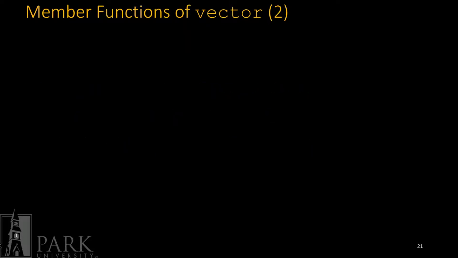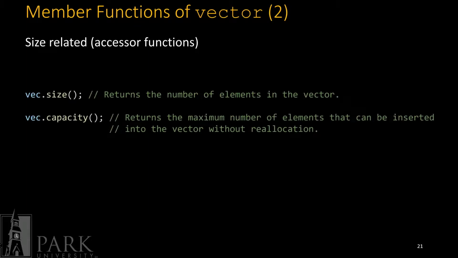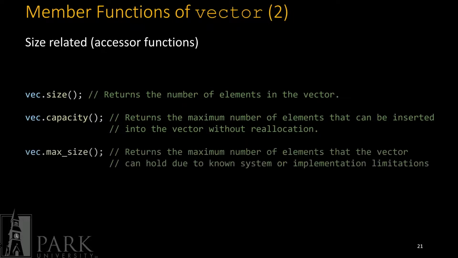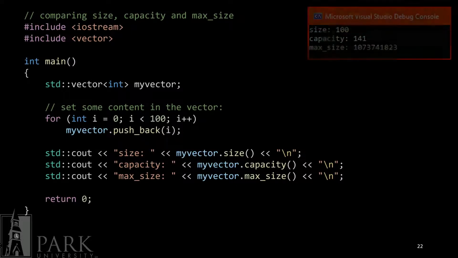There are 3 size-related accessor functions. Size returns the number of elements in the vector, capacity returns the current capacity, and max size returns the max capacity in theory on a computer system. You can write a simple program to test those 3 size-related functions. Here we create an int vector and add 100 items. After that, we print out the results of those 3 functions. On my machine using Visual Studio 2019, you can see the following results.